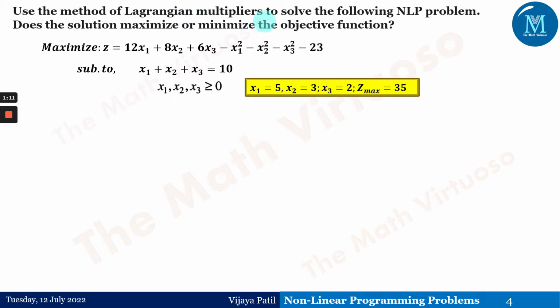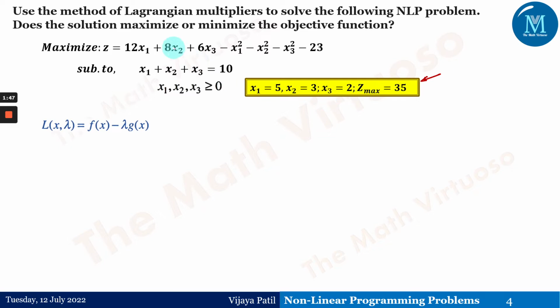Use the method of Lagrange's multiplier to solve the following NLP problem. Does the solution maximize or minimize the objective function? Maximize z equals 12x1 plus 8x2 plus 6x3 minus x1 square minus x2 square minus x3 square minus 23, subject to x1 plus x2 plus x3 equals 10, and the non-negativity x1, x2, x3 greater than or equal to 0. I have already kept the answer in front of your eyes so that we know what answer we need to reach.